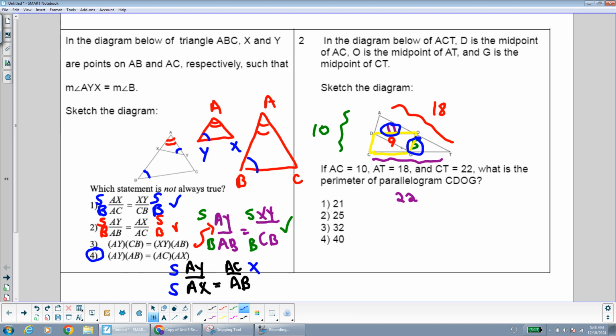Opposite sides of a parallelogram are congruent. We also know this is 10. This is a midpoint. So 5, this is 22. This is a midpoint. So 11 and 11. So we have 11 plus 11 plus 5 plus 5. That is 22 plus 10, which is 32.